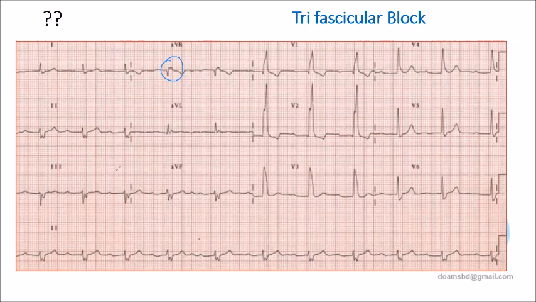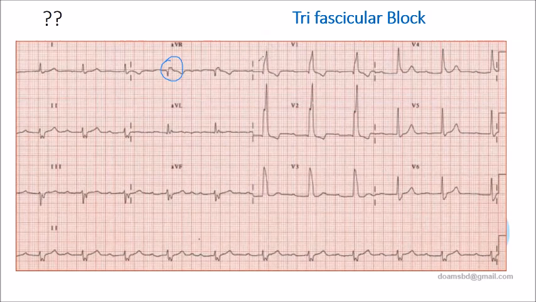Left axis deviation, right axis deviation. If you look at V1 and V6, it is easy. V1 tall R means right axis deviation. V5 with a more tall R and less S means left axis deviation. What are you getting here, right or left? Not easy.